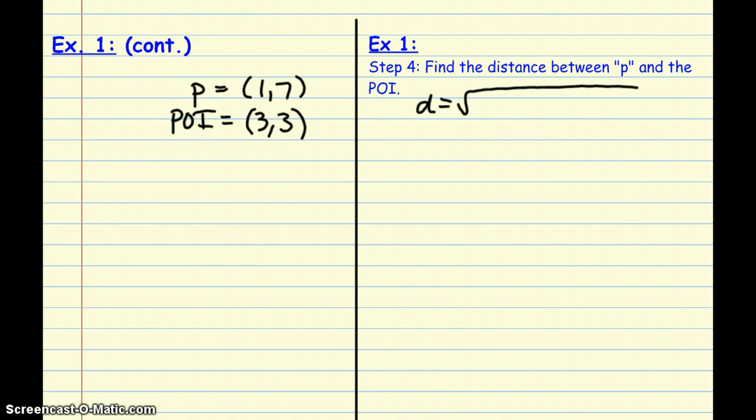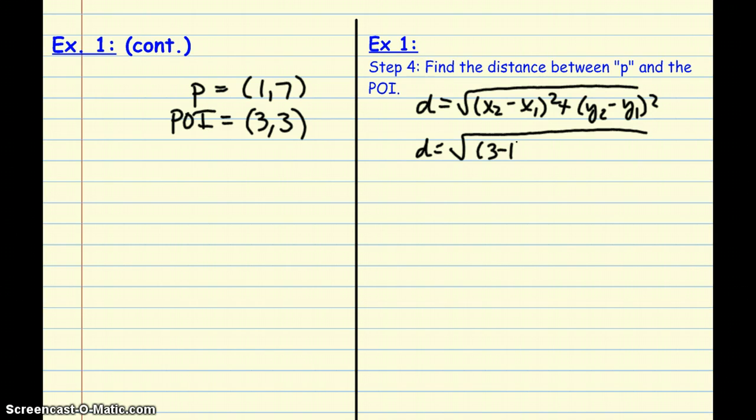So again, the distance formula is the square root of x2 minus x1 squared plus y2 minus y1 squared. And all I'm going to do from here is substitute our information in and then find the answer to this. So distance equals, and I've got 3 minus 1 squared plus the quantity of 3 minus 7 squared.